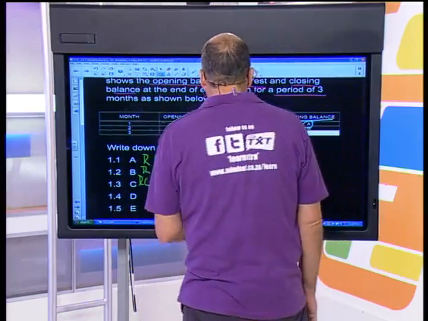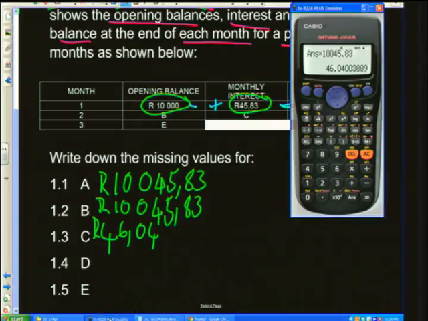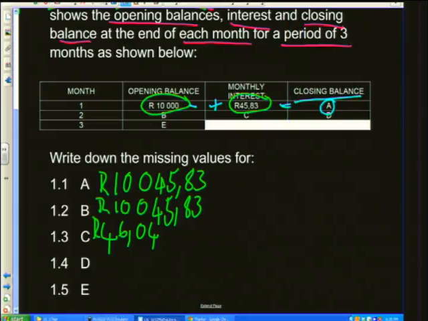So where do we go to? This value C, we've got 46 Rand and 4 cents. What must we add it to? We must add it to the total that we had, which was 10,045 Rand and 83 cents. Good? And what do we get? We get 10,091 Rand and 87 cents. So that's my answer for D, 10,091.87. Let me write it down.